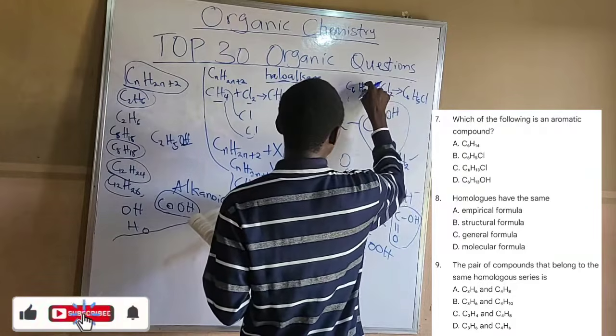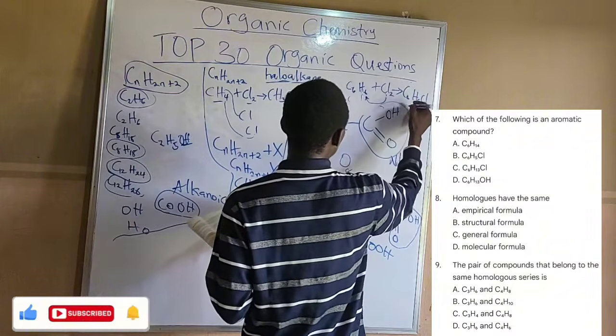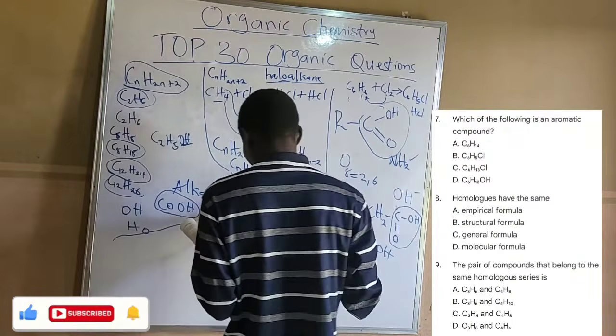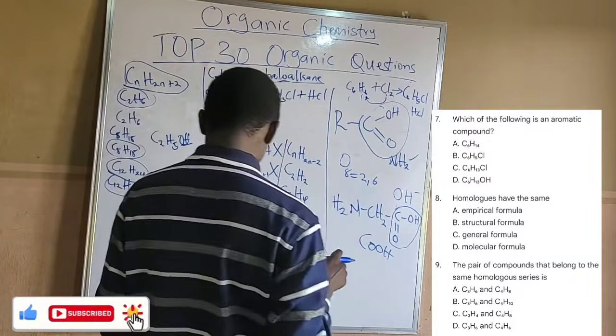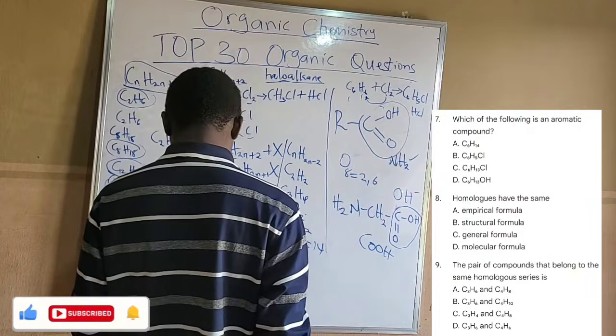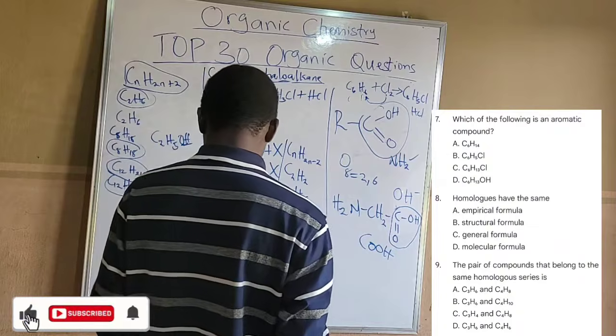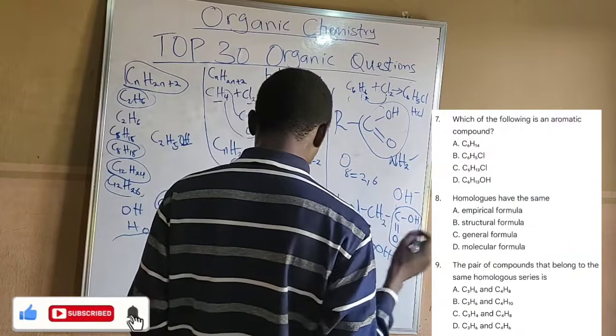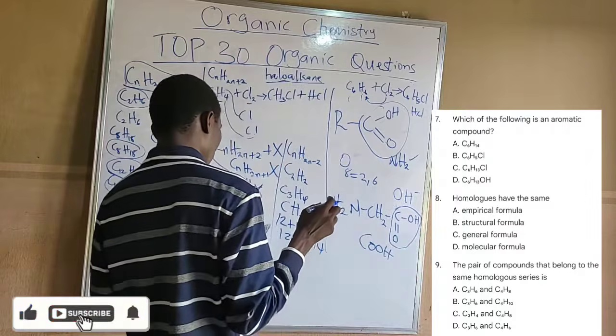When one chlorine joins, the remaining hydrogen will then join with the remaining chlorine, which will be HCl. So the correct answer to that question is option B. Option B. So how many questions have we done all together? That is 7 questions.